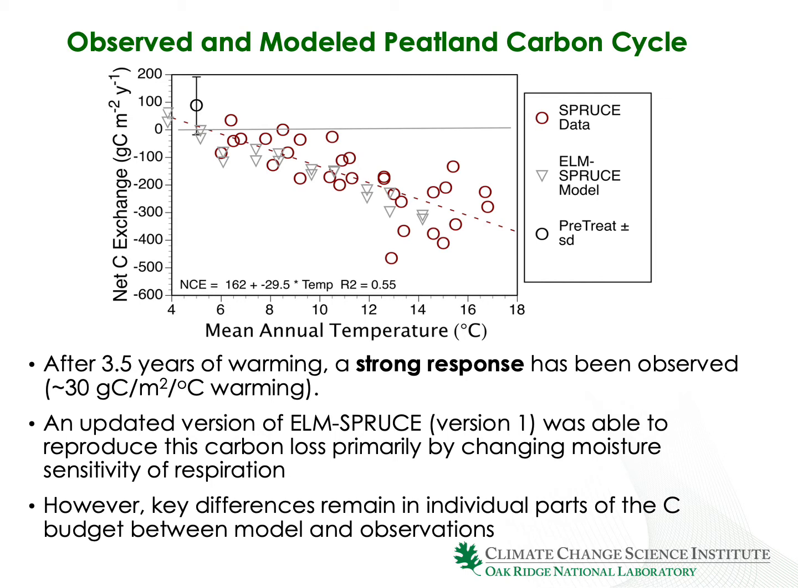But if we begin to drill down into various aspects of different vegetation types and their responses to warming, we still do have quite a bit of work to do. There's some key differences that remain in individual parts of the carbon budget. And so, for example, we're seeing a lot of cases in those warmest plots, the sphagnum moss is dying and basically disappearing, whereas in the model it's a much more modest decline or even stable fluxes of carbon that we're seeing into the moss.